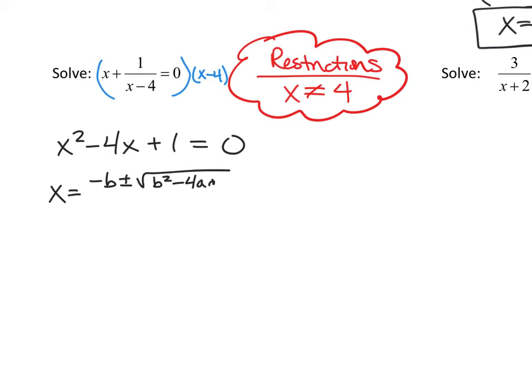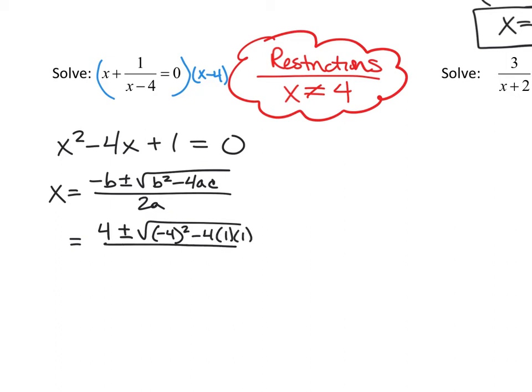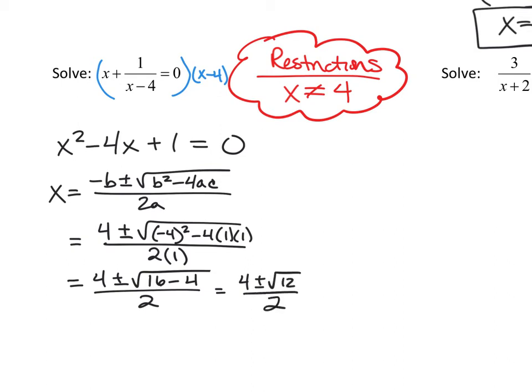x equals -b plus or minus the square root of b squared minus 4ac all over 2a. And if we plug in our numbers for that, -b is 4 plus or minus the square root of -4 squared minus 4 times 1 all over 2 times 1. Then we just start simplifying. -4 squared is 16 minus 4 over 2. And then 16 minus 4, that's going to be plus or minus 12 over 2.